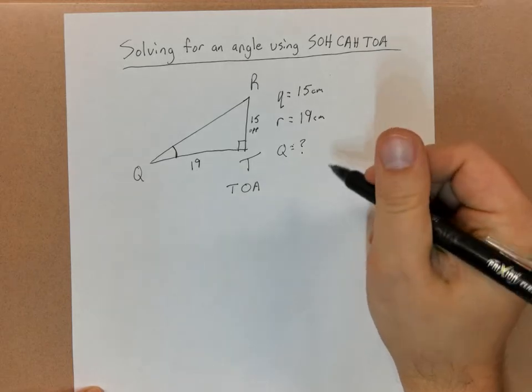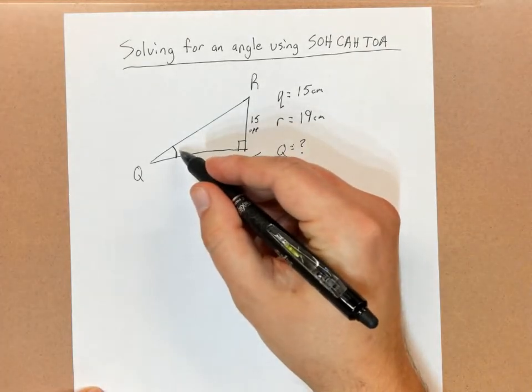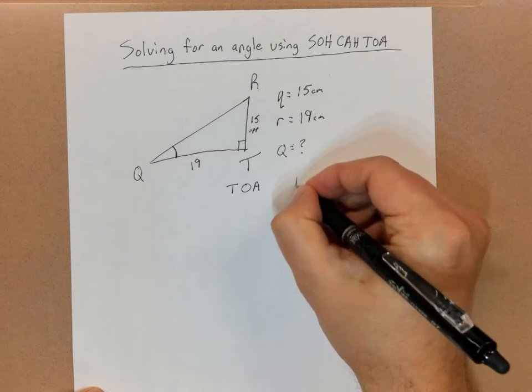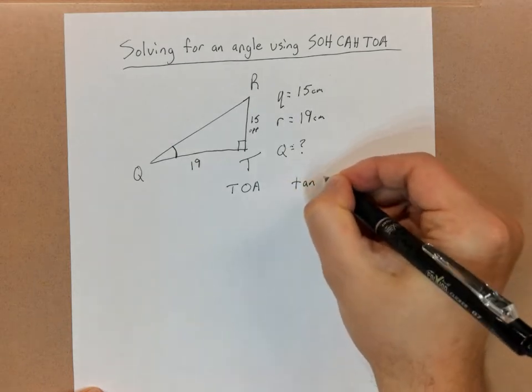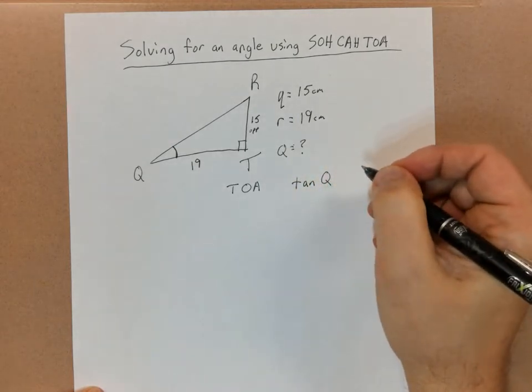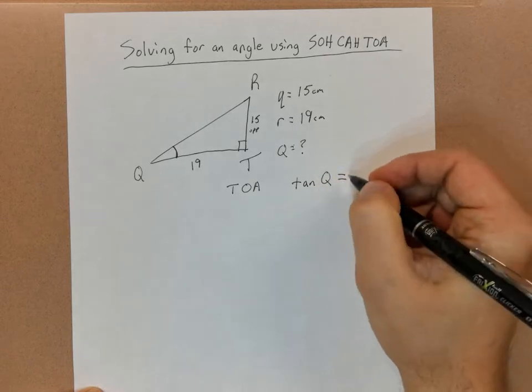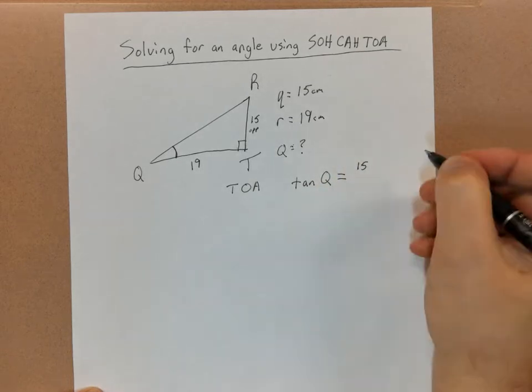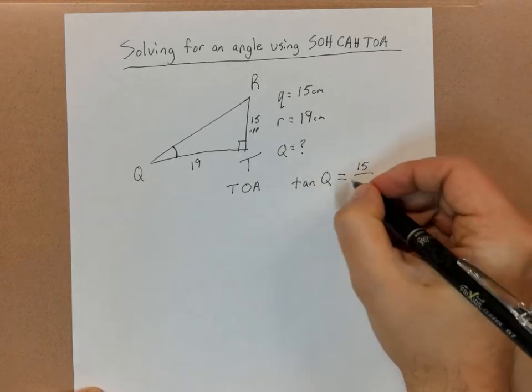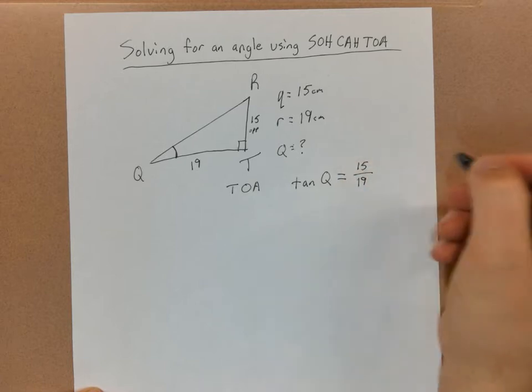So how to write this out is, you don't know what the angle is. Since you don't know the angle, you're just going to have to write it as the tangent of Q. I don't know what it is, but I do know that that's going to equal my opposite, which is 15, divided by my adjacent, which is 19.